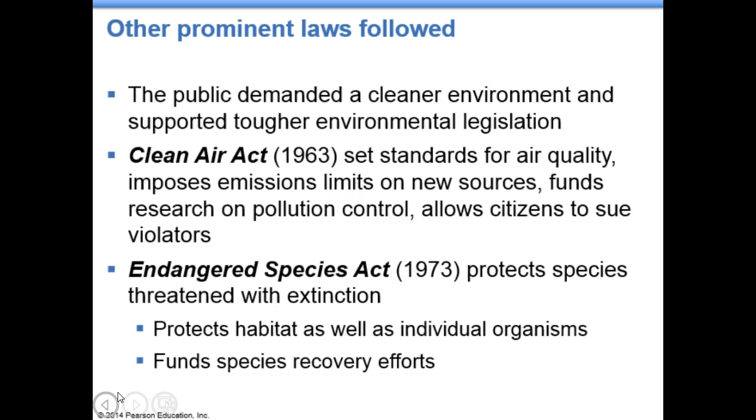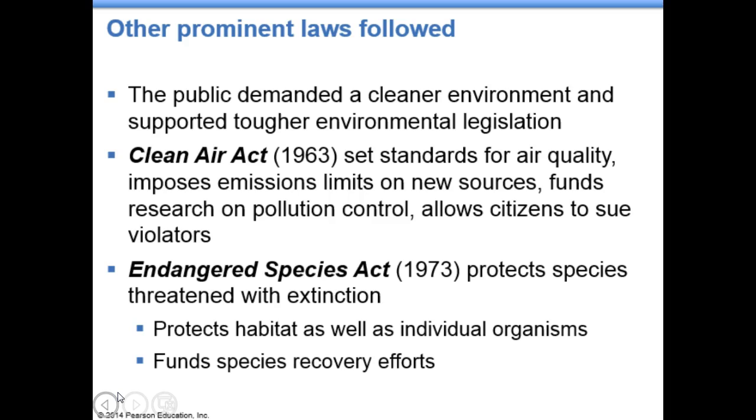So with that, there were other laws that followed. The first one is the Clean Air Act. By the 1960s and 1970s, air pollution in the United States from automobile traffic and industries had become very severe. So this prompted the Clean Air Act of 1963. And this helped to turn our situation around. It set standards for air quality and imposed limits on emissions from new sources, and it enabled citizens to sue violators for pollution. And it established an emission trading program for sulfur dioxide, and these measures have improved our air quality.